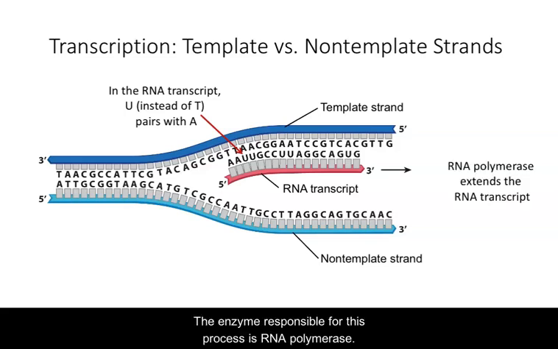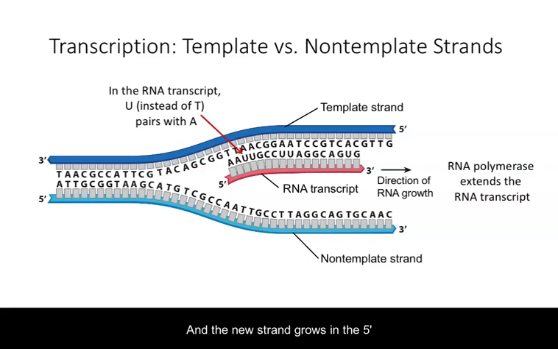The enzyme responsible for this process is RNA polymerase. And the new strand grows in the 5' to 3' direction, which means that the template DNA strand is in the 3' to 5' direction.